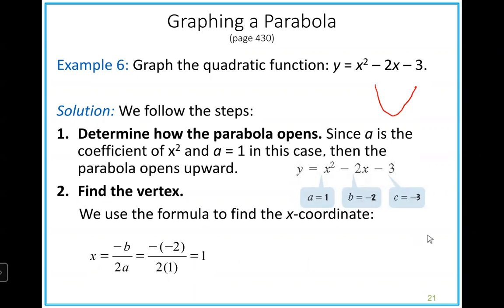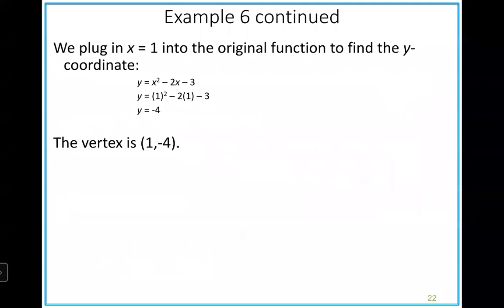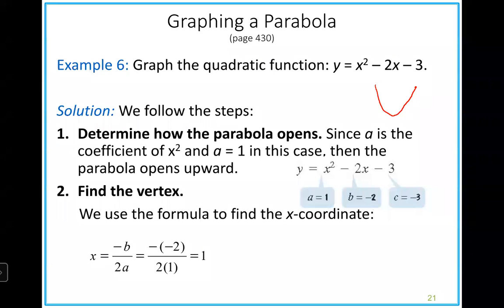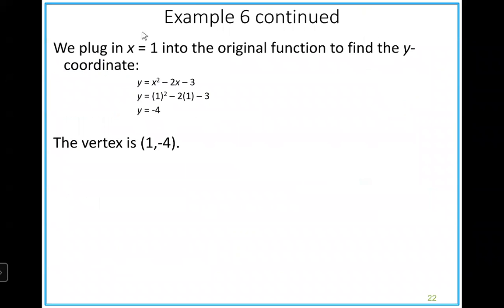So the x coordinate for the vertex is 1. And so to find the y coordinate, you're going to substitute the x into the equation, which is this equation here, to find y. So since x is 1, you're going to put 1 in place of x. So y equals 1 squared minus 2 times 1 minus 3.